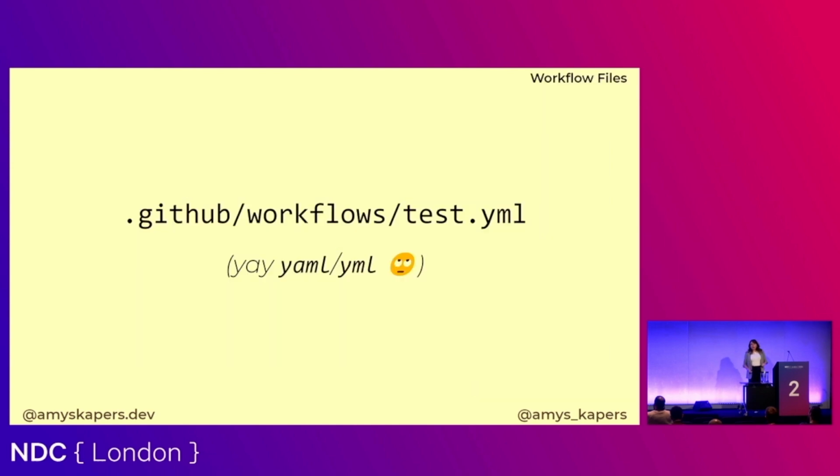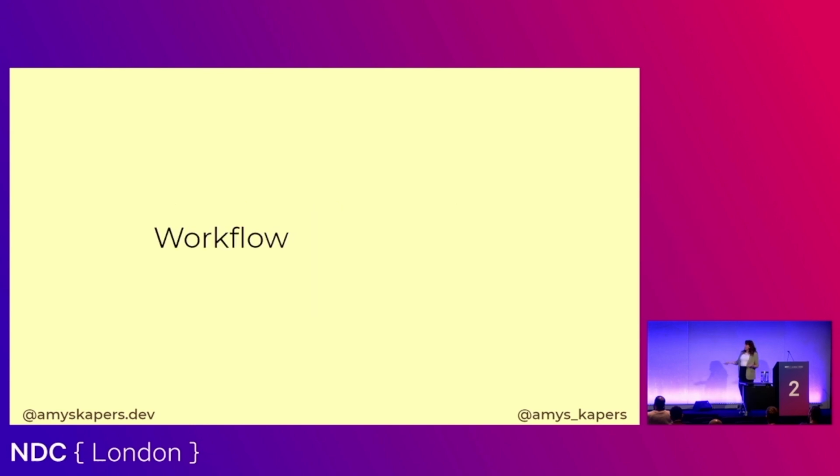GitHub Actions runs what are called workflows, which are written inside workflow files inside a particular folder of your project, .github/workflows. As with a lot of DevOps tools, these files are written in YAML. Yay, we love working with YAML. Each workflow or action is made up of one or more jobs. By default, these jobs will all run at the same time. And each job is then made up of one or more steps, which will run one after another.